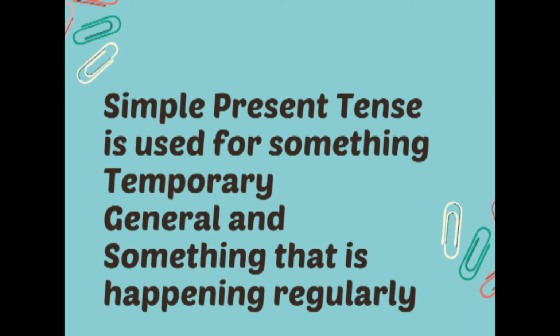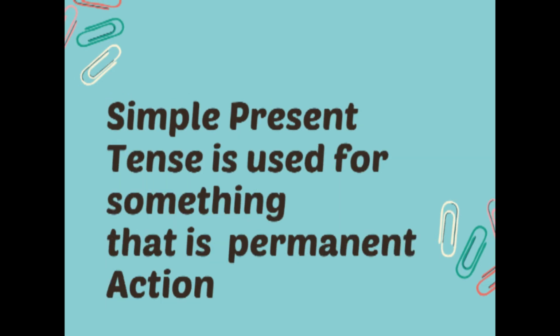Whereas simple present tense is used for something temporary, something general, something not happening at this moment, but regular. It is happening, but not happening at this moment. It's also a permanent action. For example, children, I work, I eat.